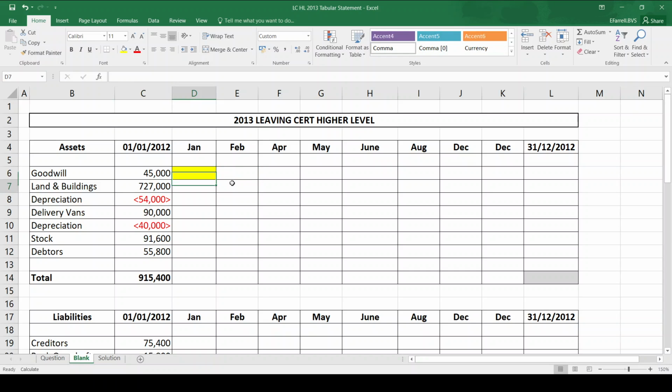340,000. And the buildings were 350,000, and delivery vans were 70,000. Stock was 25,000 from the question. Creditors 30,000, which will go down below in the liabilities.